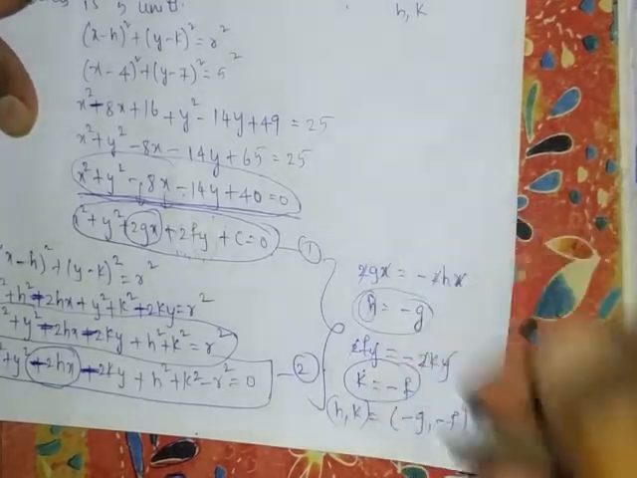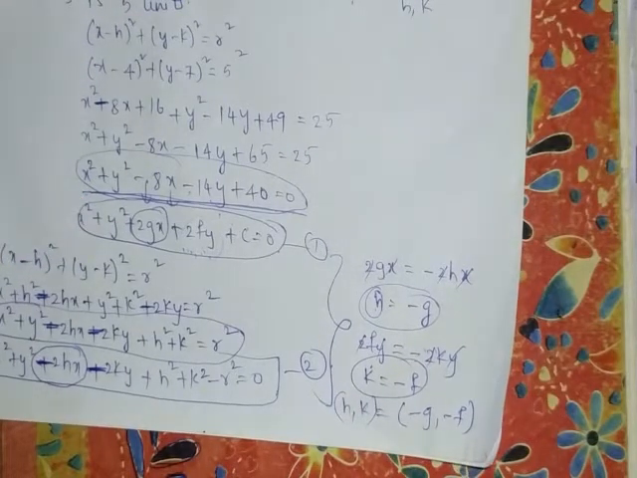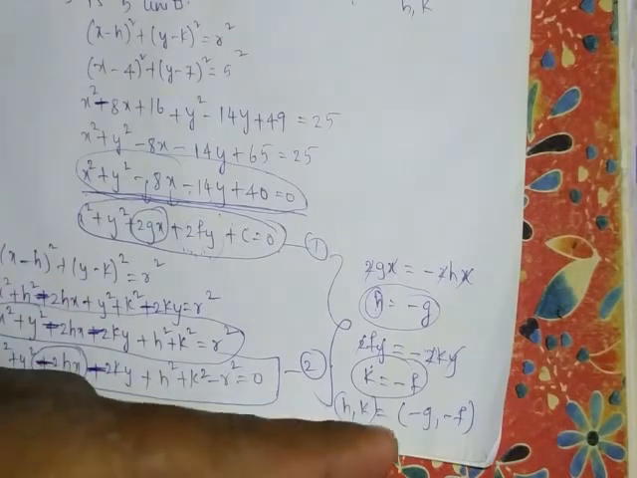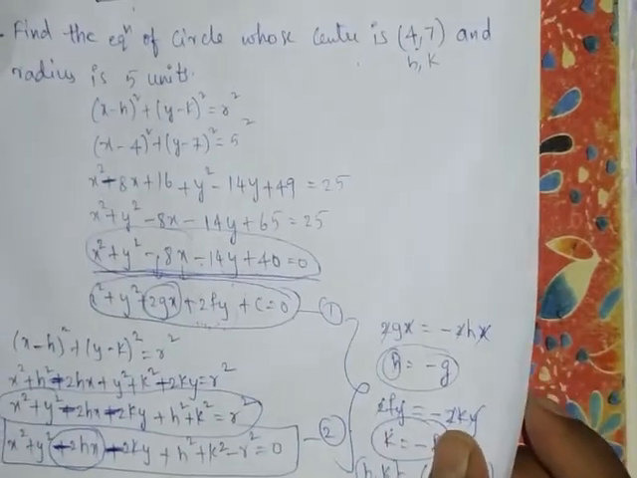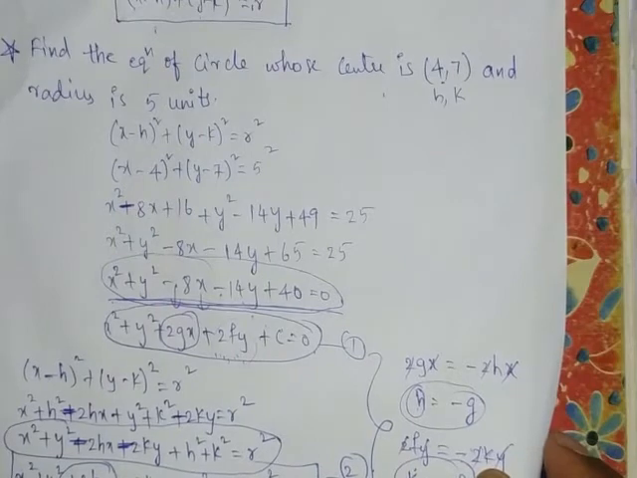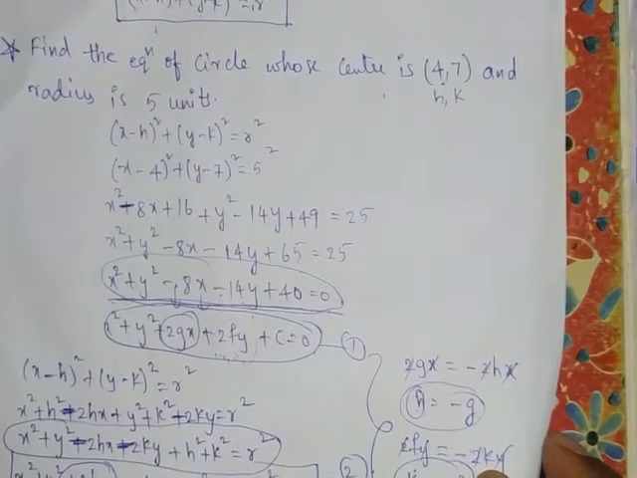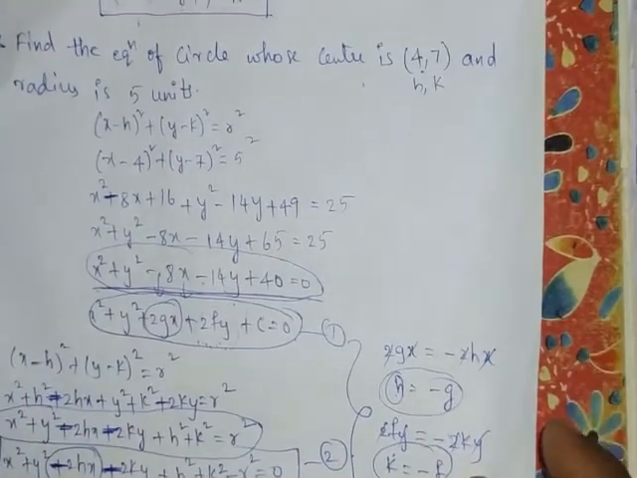So if they give any equation in this way, we can simply find the center of the circle by taking the g and f values with their negative signs as coordinates. If the equation of the circle is given and we want to find the center, we have seen how to do it. But if we want to find the radius of the circle, I'll show you how to do it.